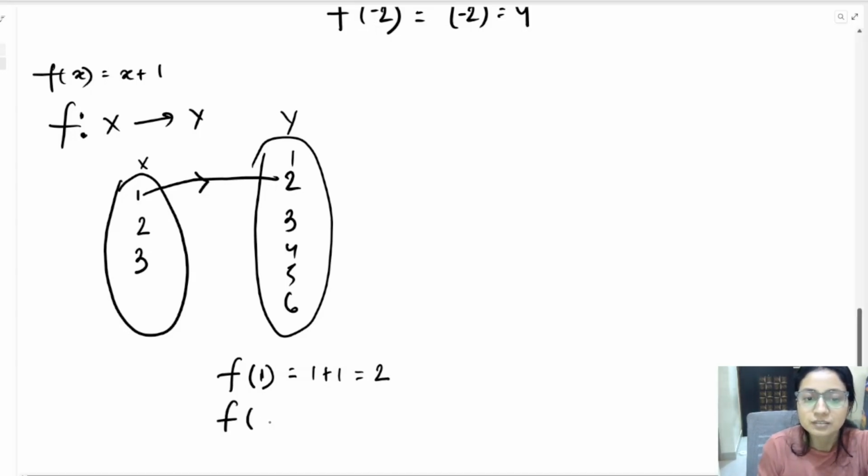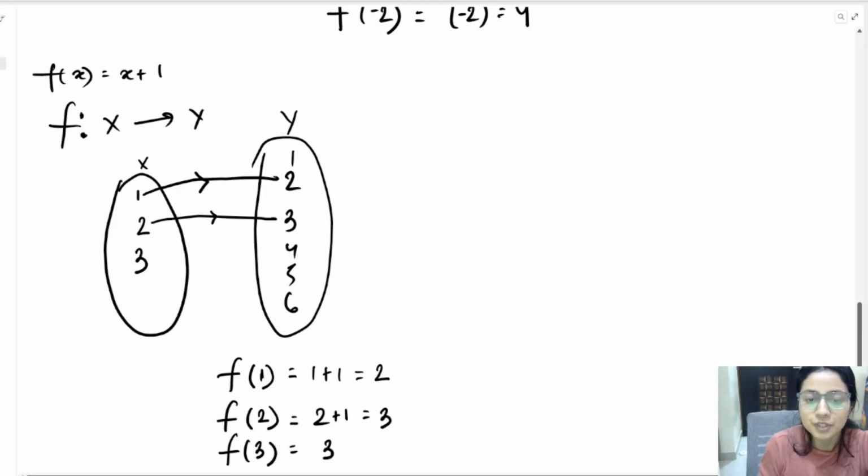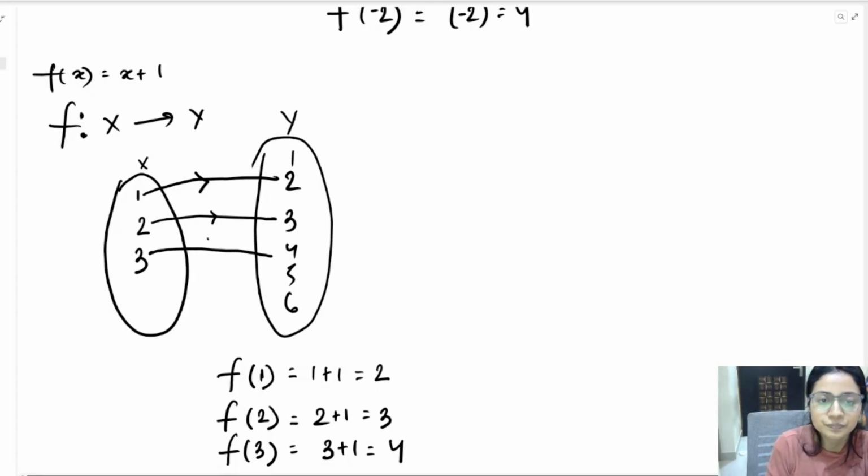Similarly, if we take input 2, our output will come out as 2 plus 1, that is 3. That means the image of 2 is 3. If we take input as 3, our output will be 3 plus 1, that is 4. That means the image of 3 is 4.